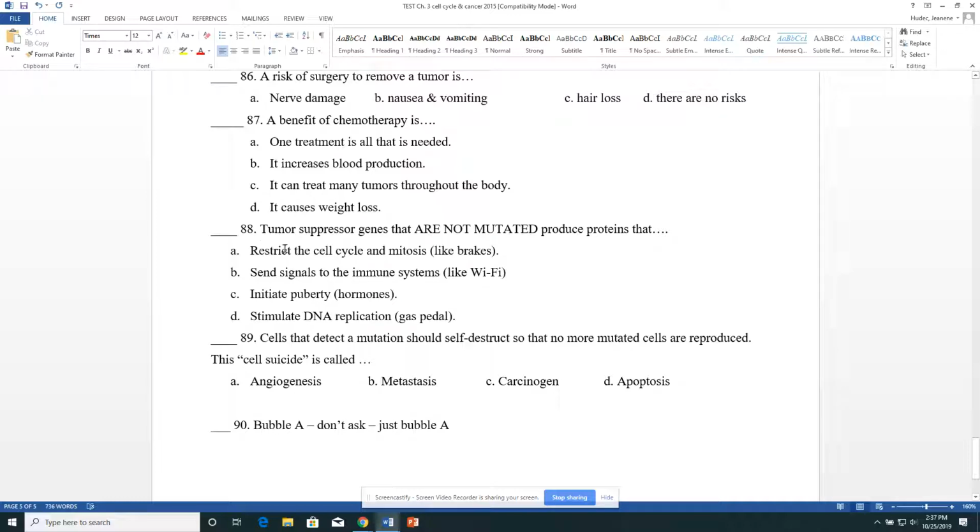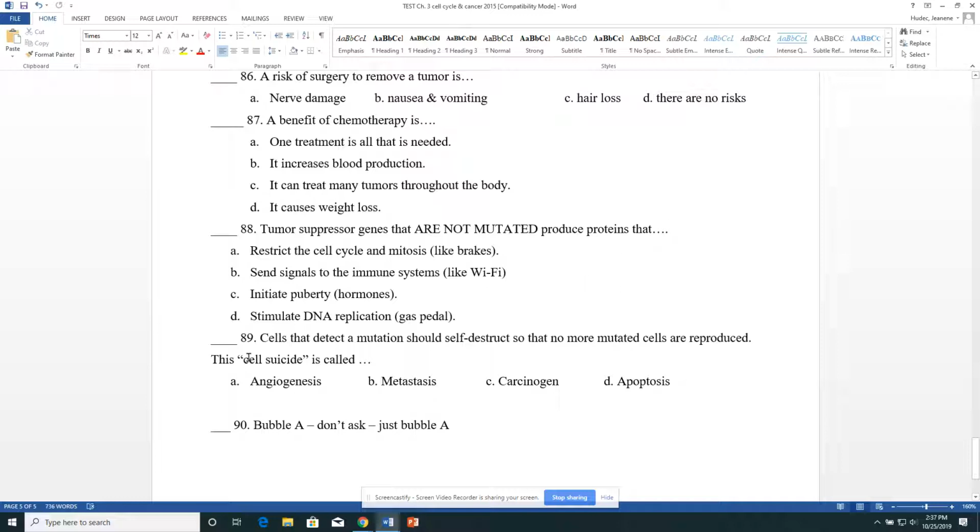Question 88. Tumor suppressor genes that are not mutated produce proteins. These proteins, A, restrict the cell cycle in mitosis, like brakes. B, send signals to the immune system, like Wi-Fi. C, initiate puberty, like hormones. Or D, stimulate DNA replication, like a gas pedal. Tumor suppressor genes that are normal, not mutated, what do the proteins that they produce do?